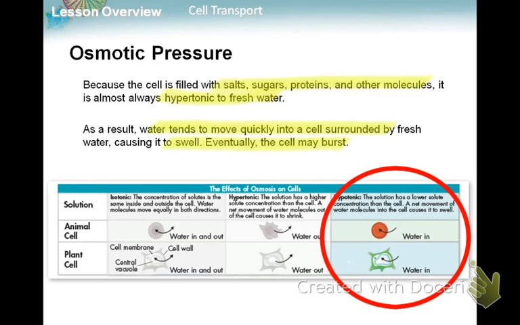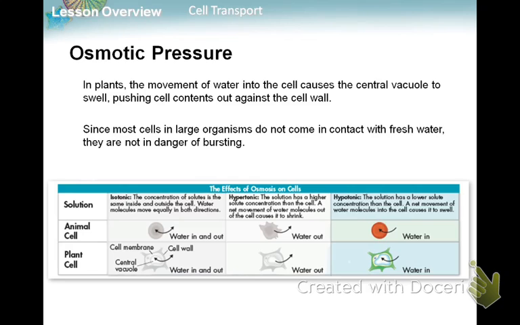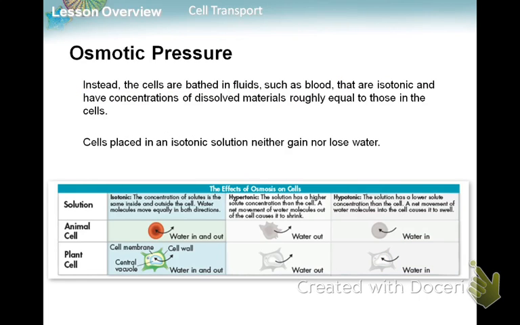Now the difference between an animal cell and a plant cell is the plant cell has a cell wall, so that keeps the plant cell from bursting. Animal cell can swell to bursting. So in plants, that central vacuole fills with water and pushes the cell contents out against the cell wall. And that's part of the process that keeps plants upright, defying gravity.